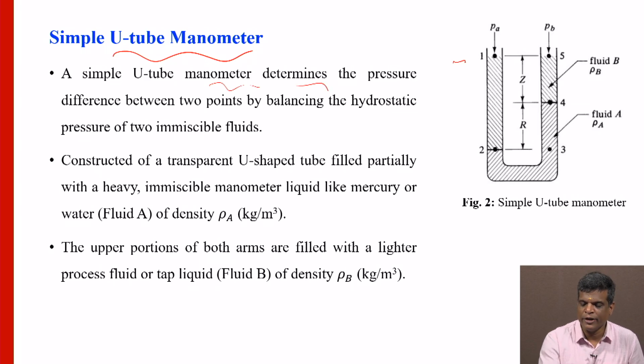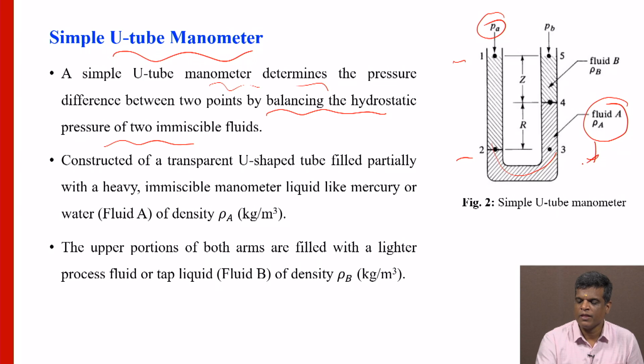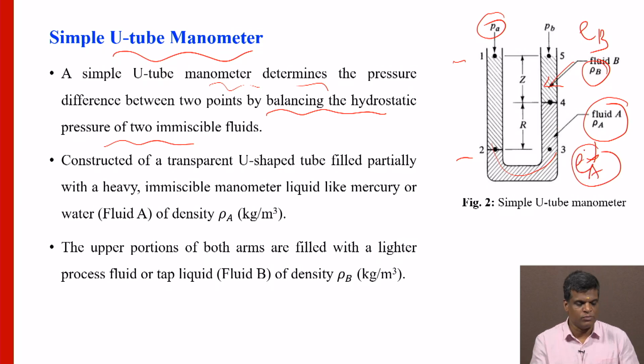You want to measure P1, P2 or different points, by balancing the hydrostatic pressure of the two immiscible fluids. So, here A and B are not mixing, A is immiscible with B. Assume the density of fluid A is rho A, and the same for fluid B, the density of B is rho B.